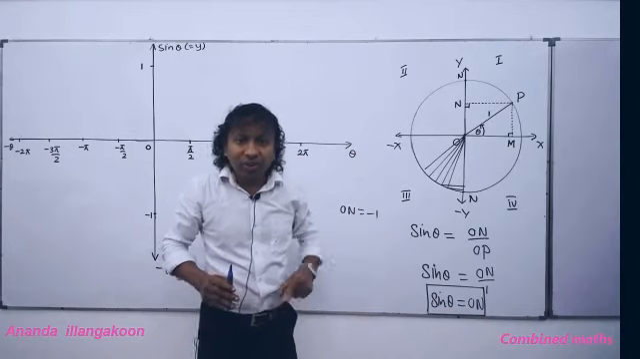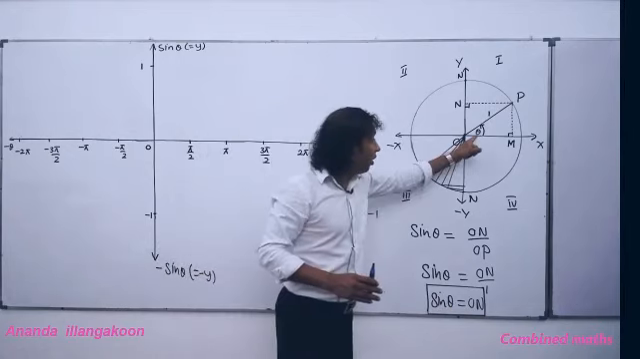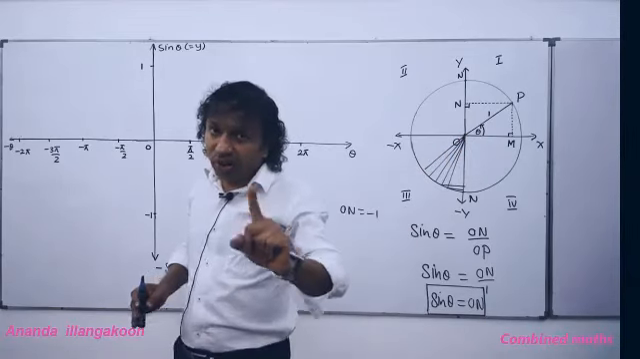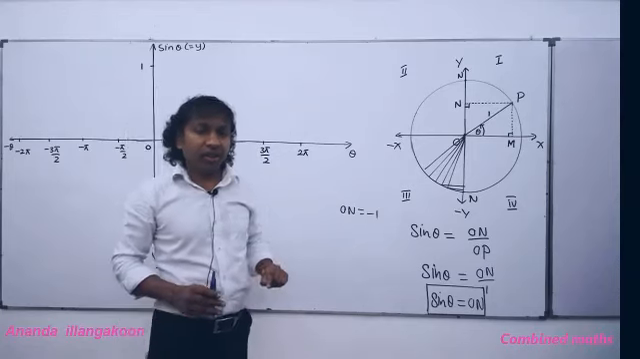Understand? So therefore, remember, for any angle theta, the maximum value this sine theta can take is 1. The minimum value this sine theta can take is what?